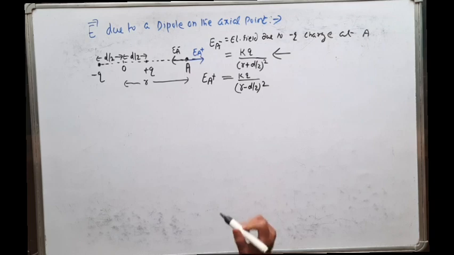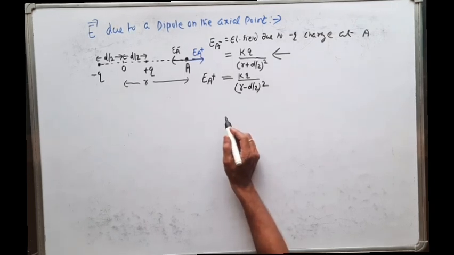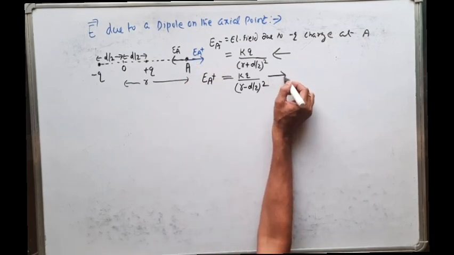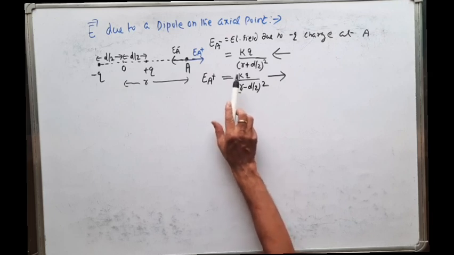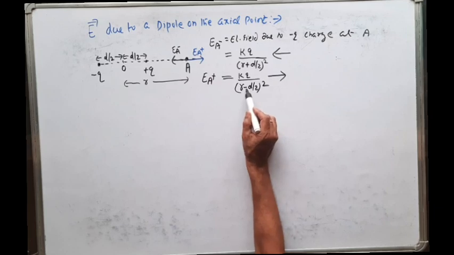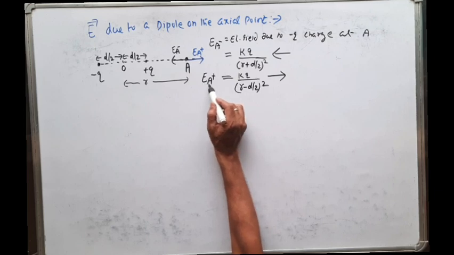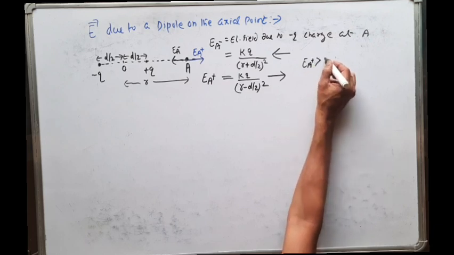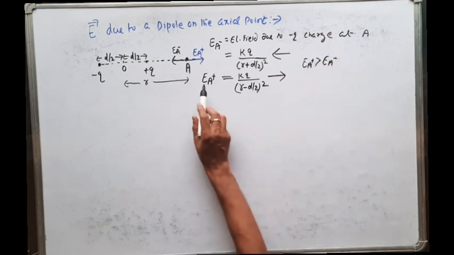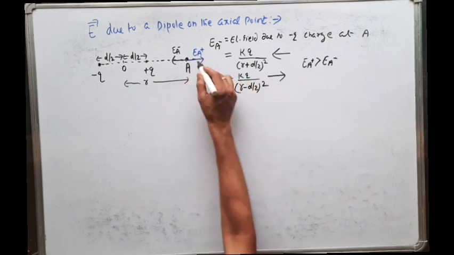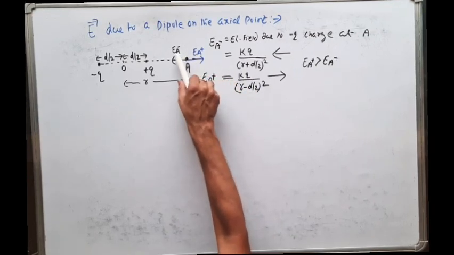Now we will find the total electric field intensity at point A. Here, what is the direction of EA plus? Right side. Now compare which value is more. Here the denominator is less compared to the other, and if the denominator is less, this value EA plus is definitely greater than EA minus. So EA plus is towards the right and EA minus is towards the left. They are opposite, and EA plus is greater than EA minus.